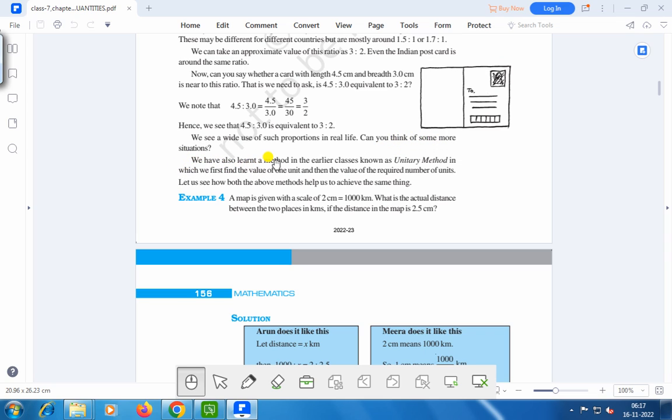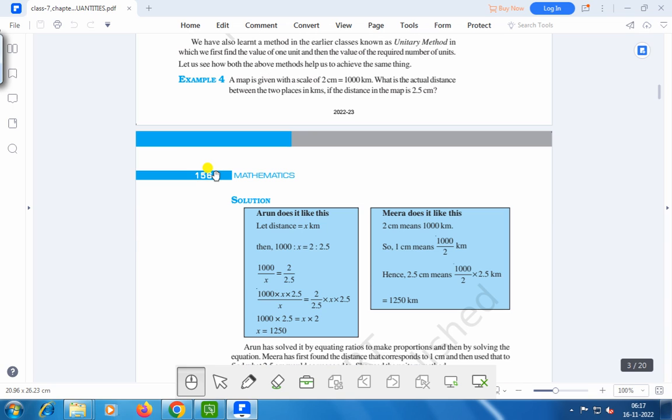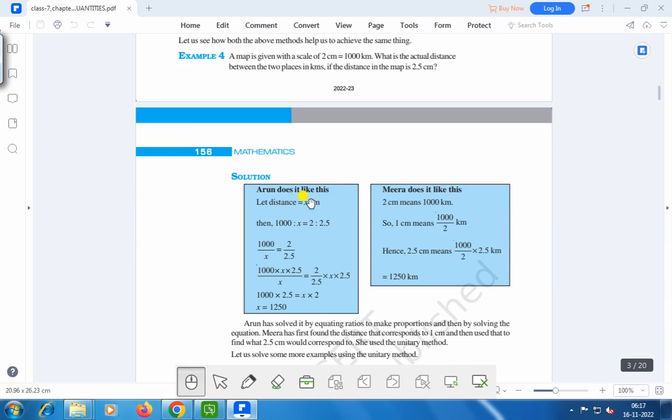We have also learnt a method in the earlier classes known as the unitary method, in which we first find the value of one unit and then the value of the required number of units. Let us see how both the above methods help us to achieve the same thing. We can use either the proportion method or the unitary method to get the same result.